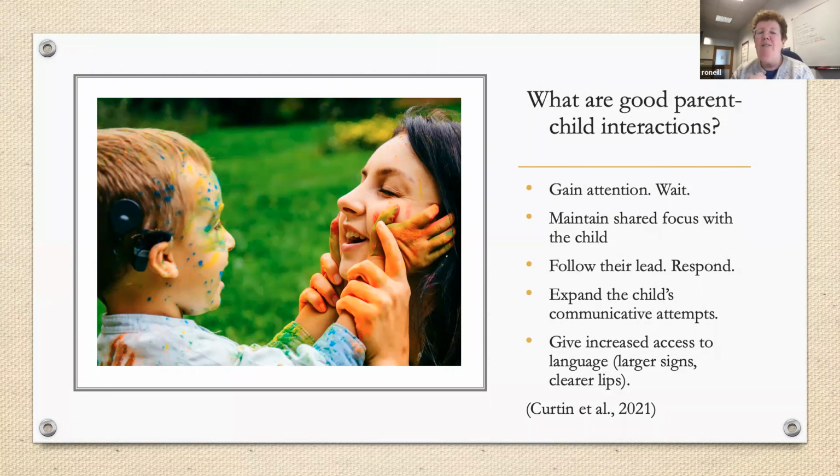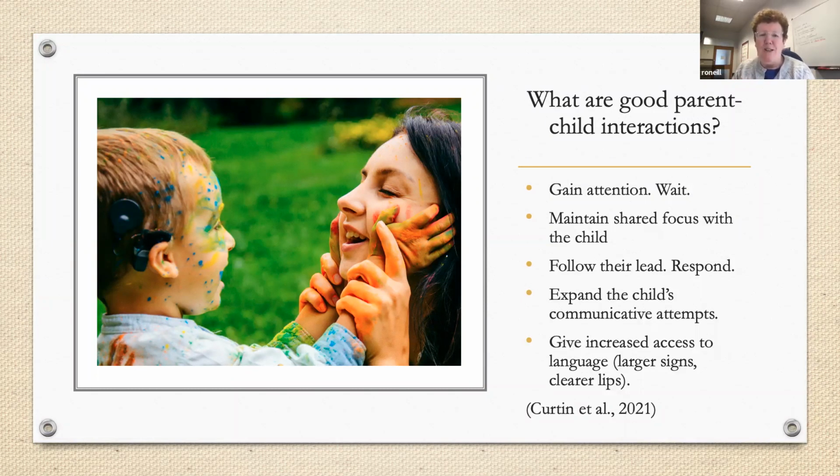And then giving increased access to language. For example, when you're using child-directed speech, you often talk with a much wider range of intonation patterns. A deaf parent with a deaf child will use larger signs, closer perhaps to the child, maybe on the child, or clearer lip patterns, the light on the face.